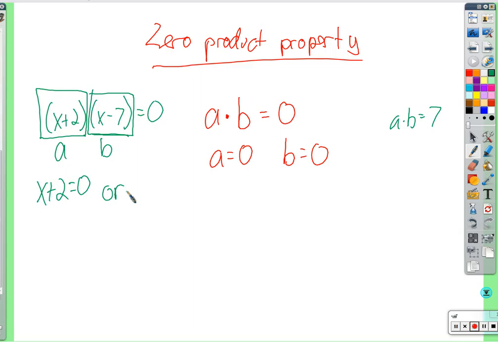Okay, in this case, A is x plus 2. What can we say about x plus 2 for sure? It's got to be equal to 0. Or, if it's not, what does have to be equal to 0? X minus 7 would have to be equal to 0. See? Either this whole parenthesis has to be 0, so 0 times whatever this is is 0, or this whole parenthesis is 0, so 0 times this parenthesis is 0. So then we say, what would x have to be to make this parenthesis 0? Negative 2. Subtract 2 on both sides, you get x is negative 2.